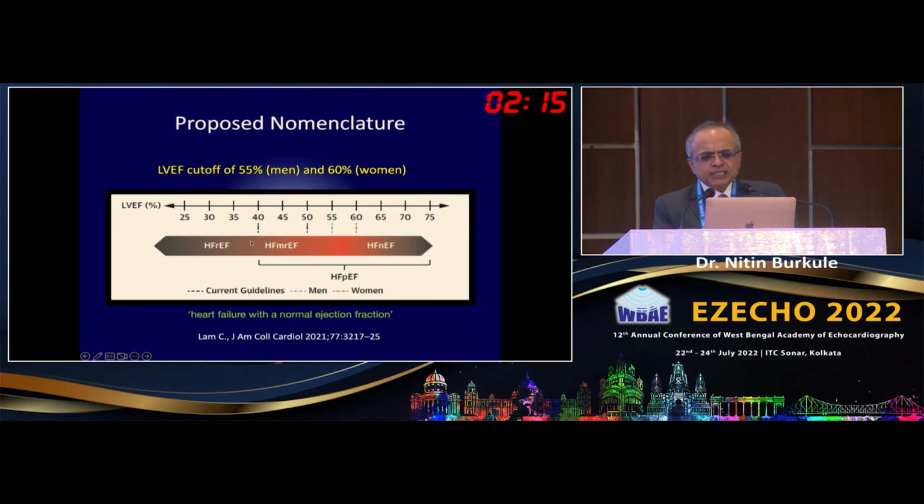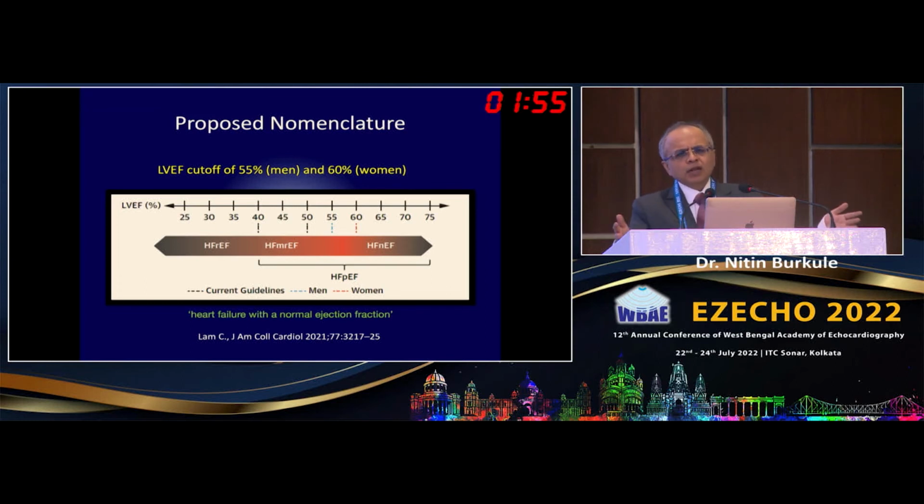Let this mid-range EF, what we are calling mildly reduced EF, just expand up to 55% for the men, and let it be 60% for the women. So you now go from a very large bandwidth of almost 20%, which you will be able to pick up by the echo.